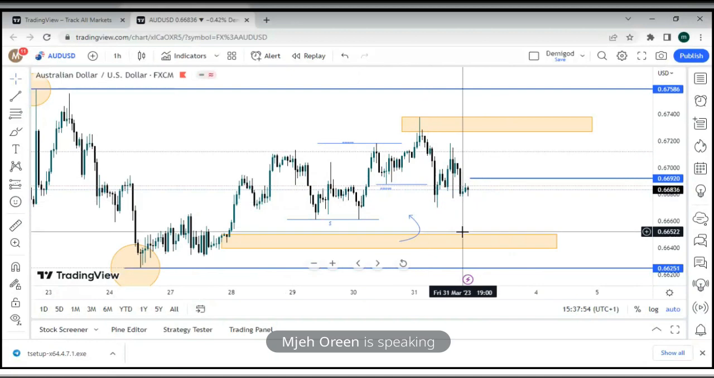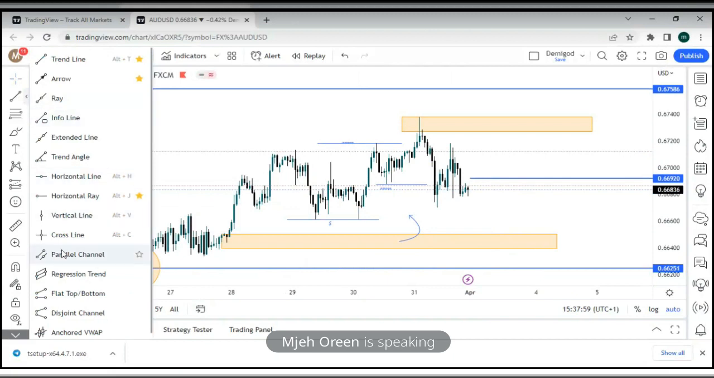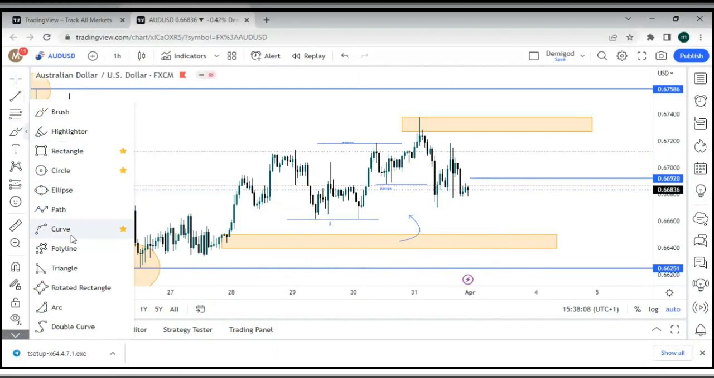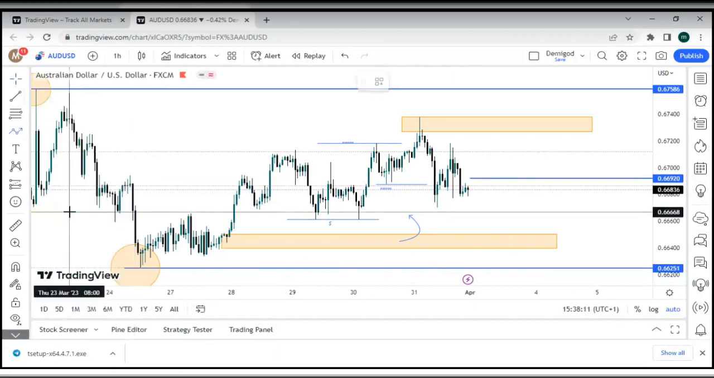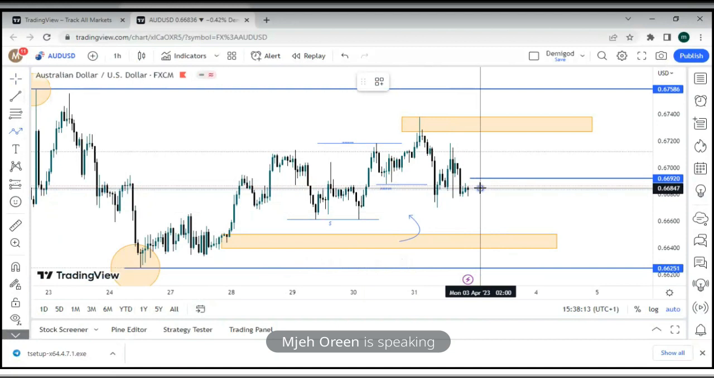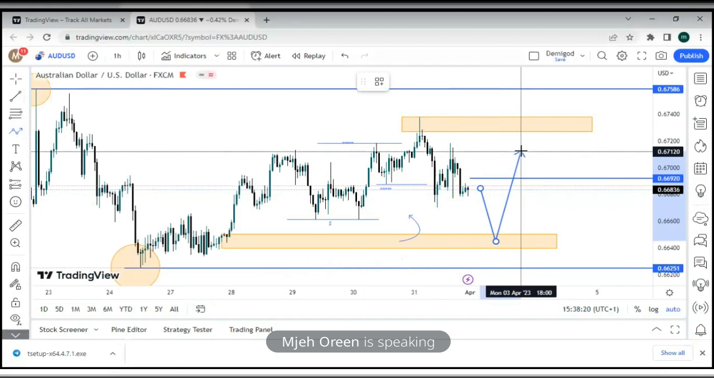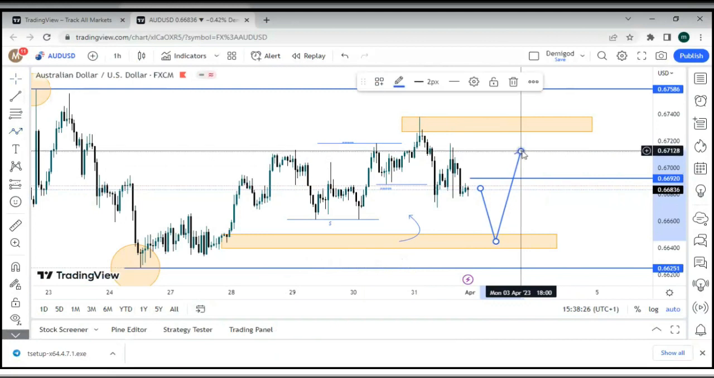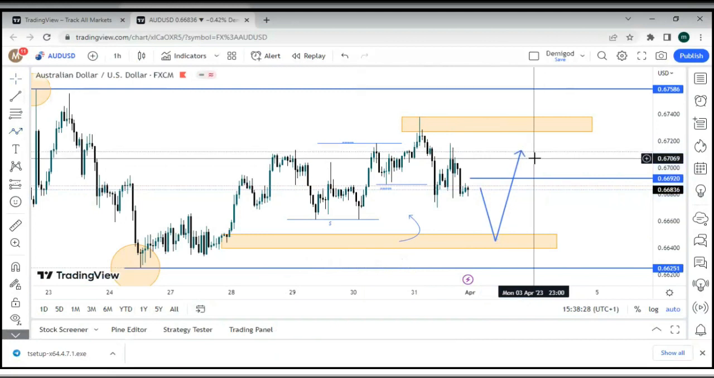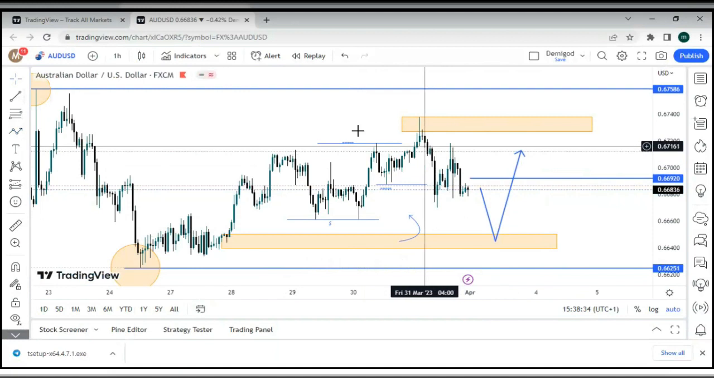So I'm still expecting a sell to buy. Let me get this tool to make it better for your understanding. Okay, so from this point that we have the market now, I'm expecting a sell into this order block and then it buys. So that's my expectation to start the week on AUDUSD. So it's just that simple.